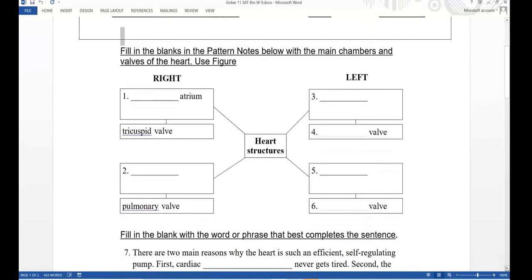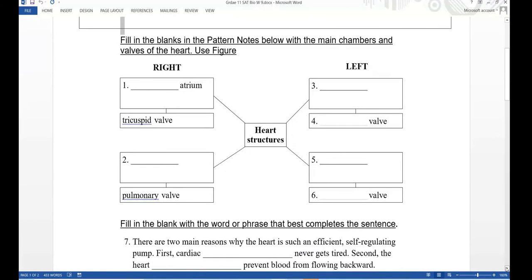So question number 1. Fill in the blanks in the notes below on the main chambers and valves of the heart. Use the figure. You can see the heart structures here. This is the right atrium. This is the left. So question number 1, what is this? Is it the right atrium or the left atrium? Which atrium is this? It is obviously the right side. So which atrium is it? Miss, right? Yes, it is right. Right is right.